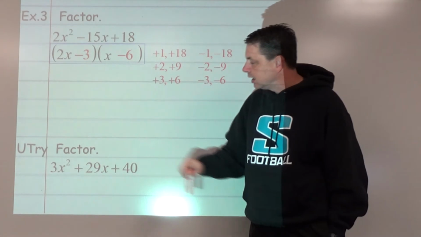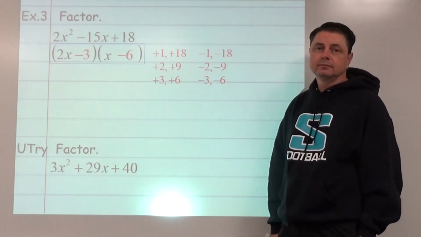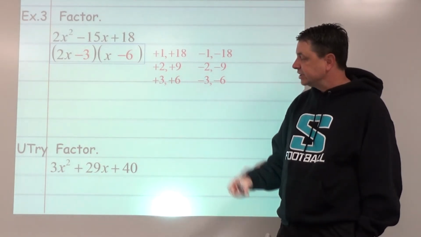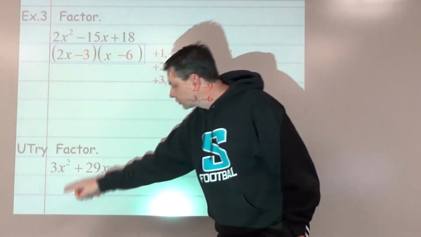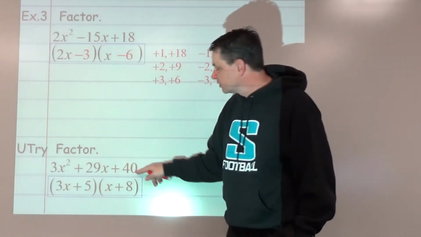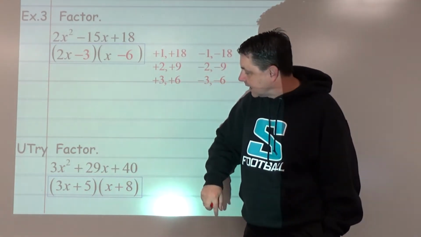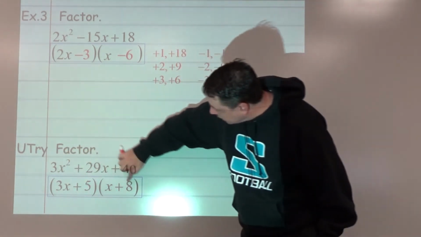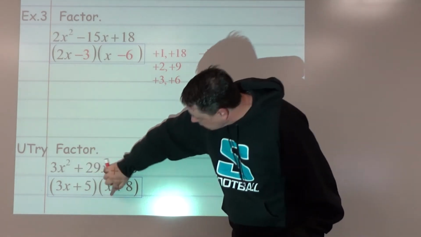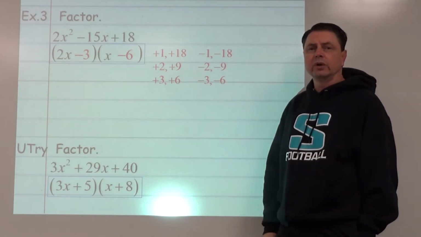You try. Pause here, work through, and play when you're ready. No GCF, double bubble. In the fronts, we're going to have 3x and x. And then the winning combination for the plus 40 is a plus 5 with the 3x, a plus 8 with the x. Let's check. Plus 24x plus 5x makes plus 29x. There's our winner.